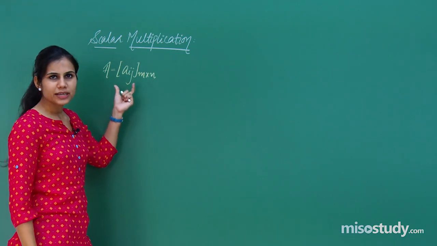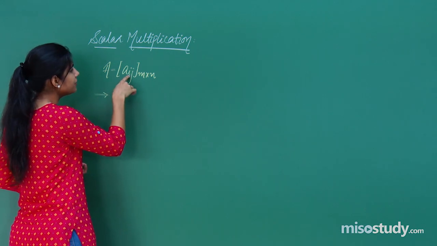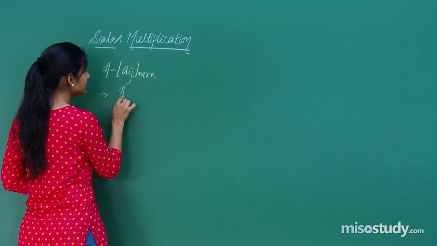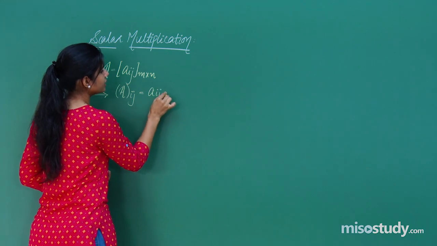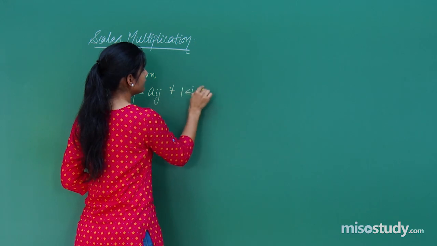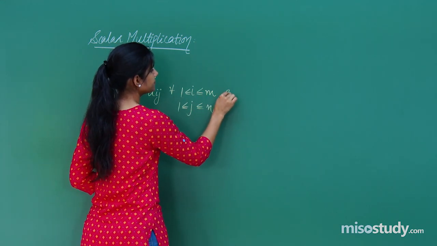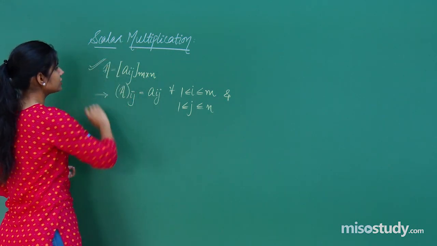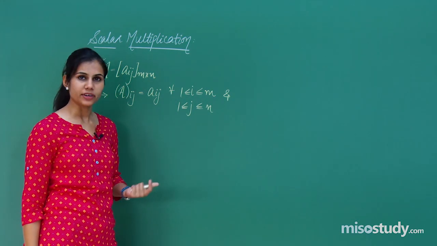If I am saying that matrix A is represented like this in the compact form, this means that the arbitrary ijth element of matrix A is small aij. And this is true for every i varying from 1 to m and j varying from 1 to n. Is it understood? Now this m cross n can be anything. m may be equal to n, m may be unequal to n, m may be less than n, m may be greater than n.